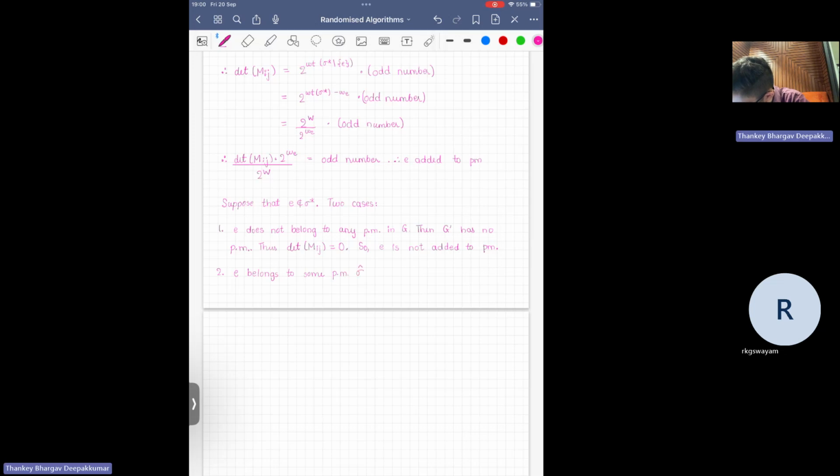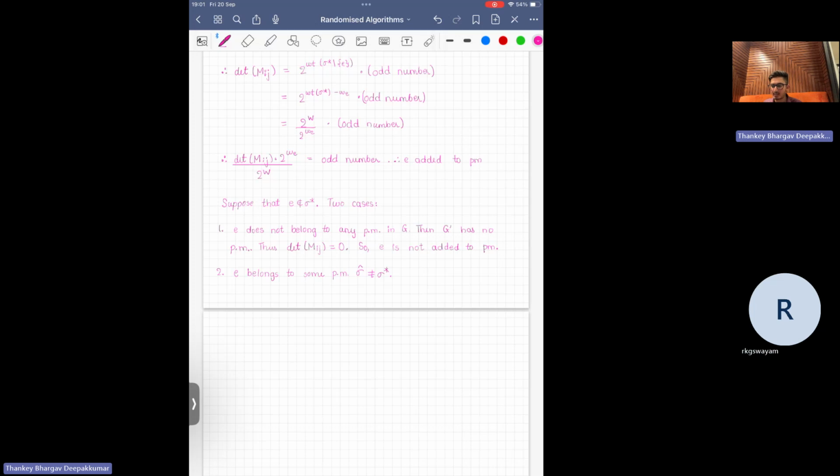let me call it sigma hat, which is not the same as sigma star. So we also need to show that this doesn't happen. So if E belongs to some perfect matching, say sigma hat, which is not the same as sigma prime, and if I remove E, that would still result in a perfect matching only. So you would have a perfect matching.